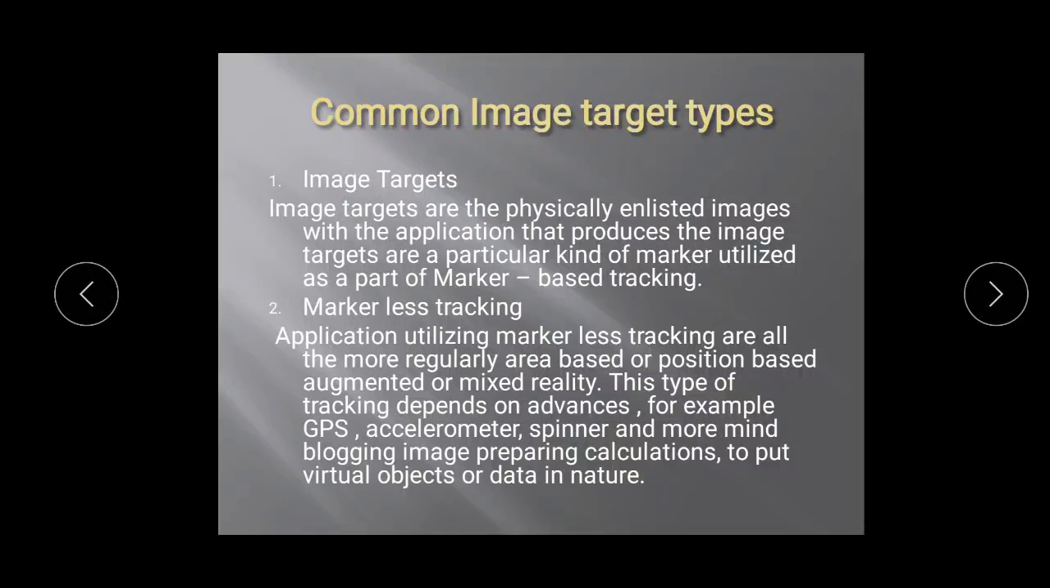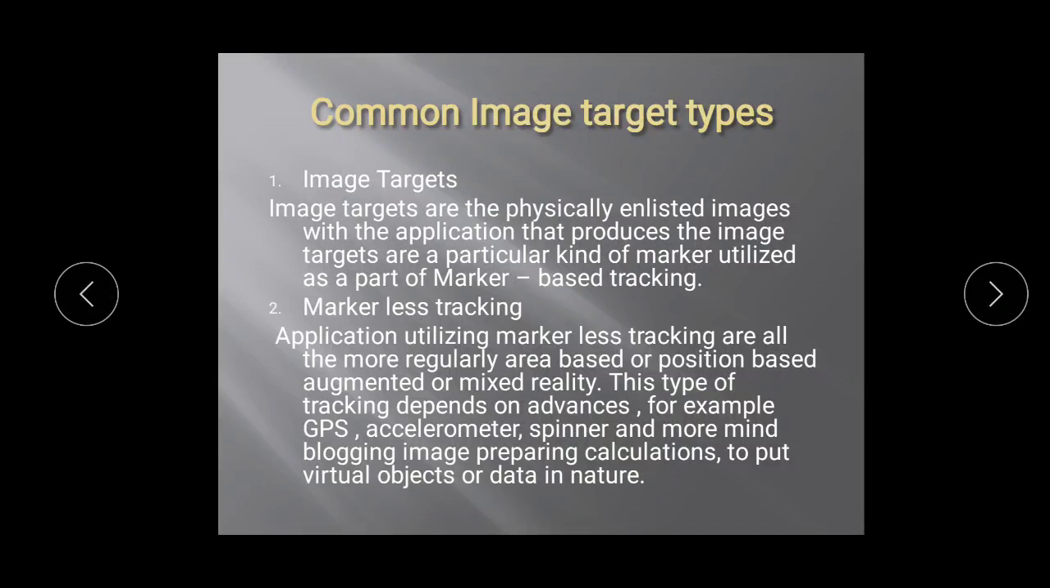Next, the second one is markerless tracking. Applications utilizing markerless tracking are more regularly area based or position based augmented or mixed reality. So it will not only be an image, it can be an area, a plane, or a scenery. Such points where there are mixed points and mixed calculations can be termed under augmented or mixed reality using markerless tracking. So marker tracking, that point tracking, cannot be done. This type of tracking depends on advances, for example GPS, accelerometer, and more mind-boggling image processing calculations to put virtual objects or data in nature.